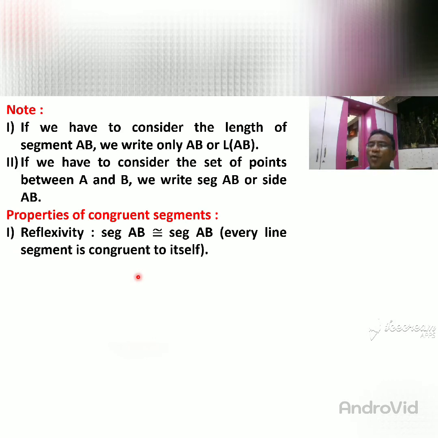Then what are the properties we have learned? The first is reflexivity. Reflexivity means segment AB is congruent with segment AB. Reason: every line segment is congruent to itself. That is why I already explained that every segment is congruent with itself. So this property is called reflexivity: segment AB congruent with segment AB.